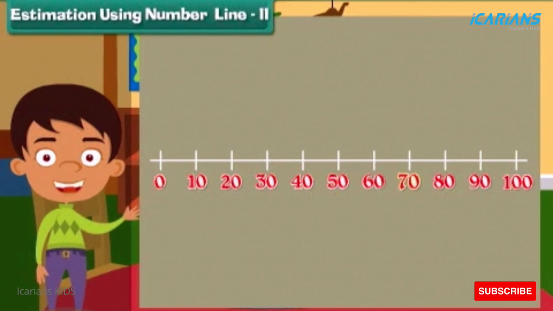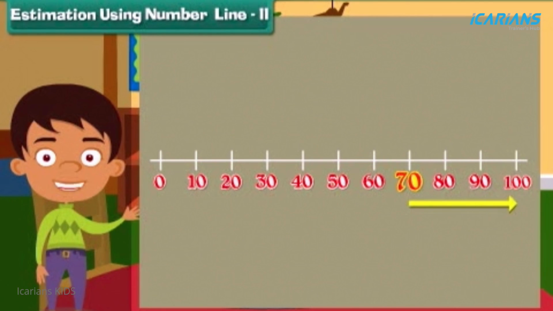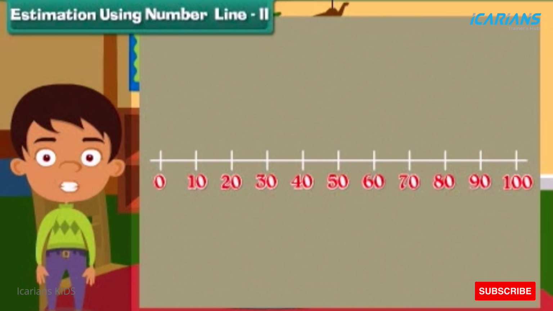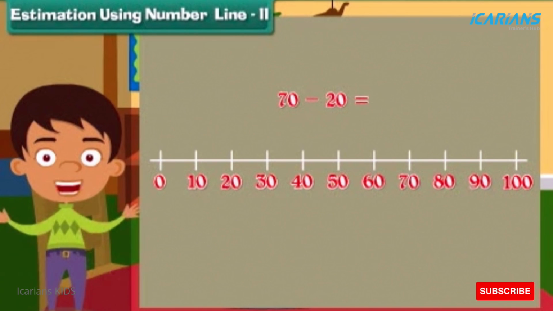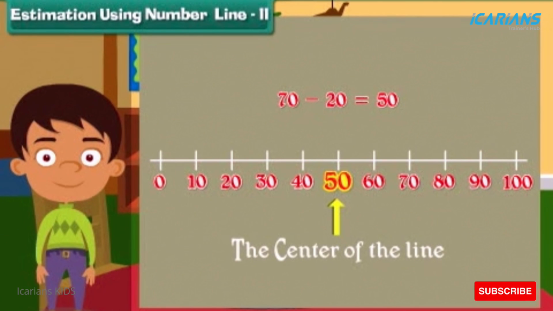What about number 70? Yes, number 70 will be near 100. Subtracting 20 from 70, we get 50. And the position of 50 will be the center of the line.